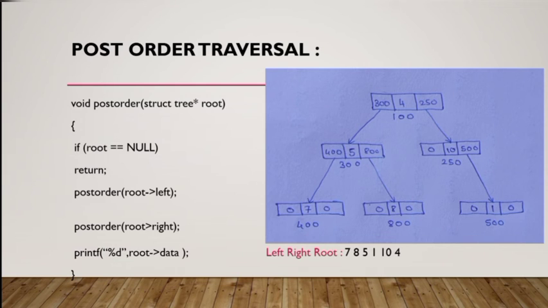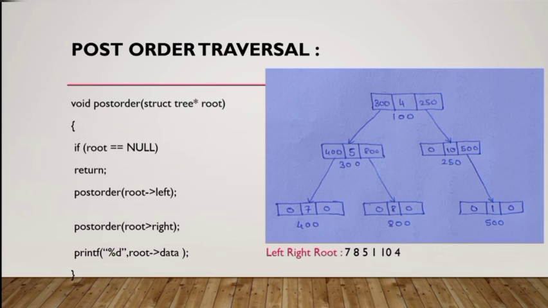Now 300 is passed as the input to the function. If root equal to null, no, condition false. And postorder root of left, then 300 is root, 300's left is 400. Now 400 is passed as an input to the function. If root equal to null, no. Postorder root of left, now 400's left is 0. Now 0 is passed as an input. If root equal to null, yes, 0 equal to 0, it returns to root value 400, and print of root of data, 7, is printed.